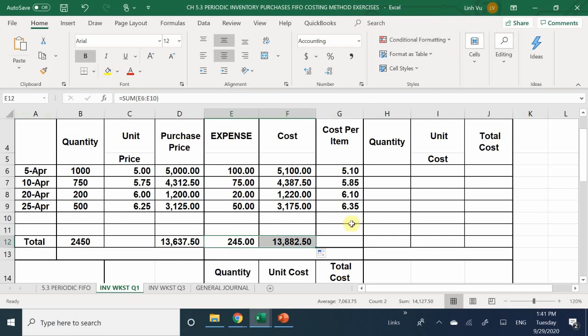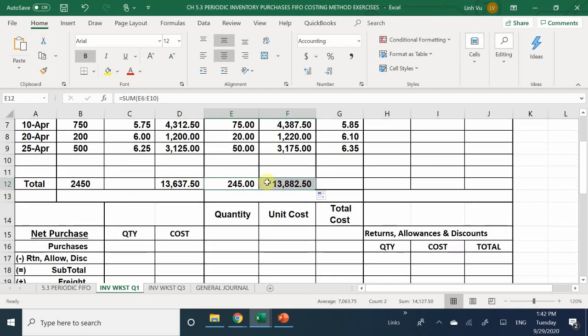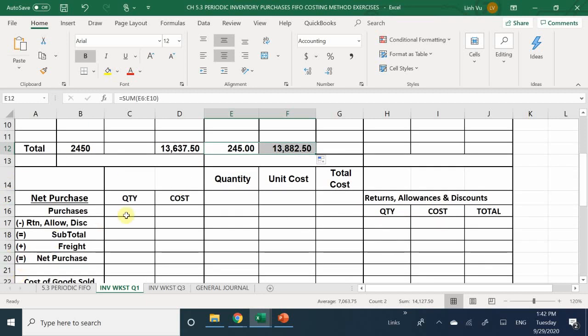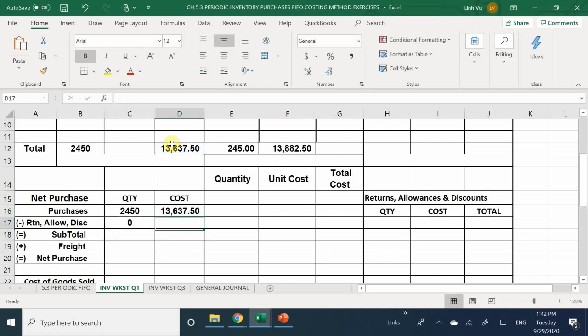And in this case, we need to have our segments completely separate. So here I made a total of 4 purchases in the order as you see right here. So I have the 5th, the 10th, the 20th, and the 25th. Okay. Now that I solved for this little segment here, I'm going to apply it to my net purchases. So, what was the total quantity I actually purchased? It was 2,450. Good. And how much did it cost me to purchase without the freight? That was the $13,637.50. Okay, yes. Good. I did not have any sales. I did not have any purchase returns or allowances, so I can go ahead and zero that out.